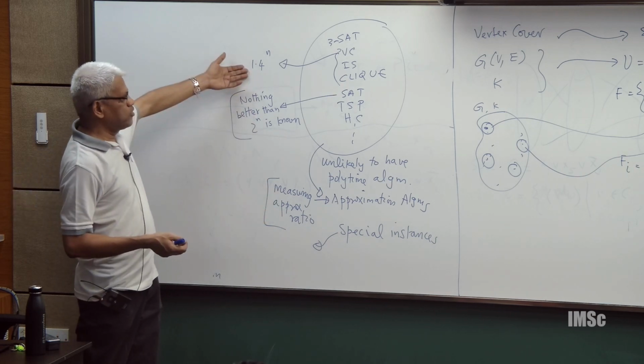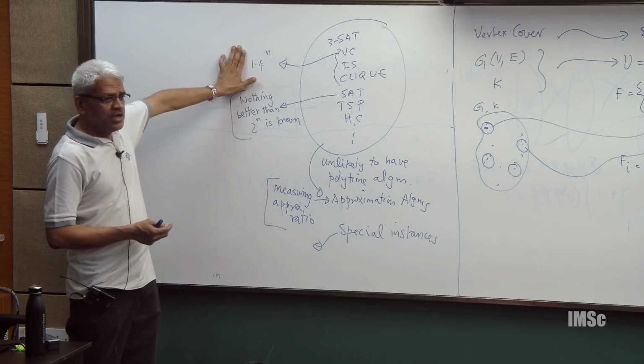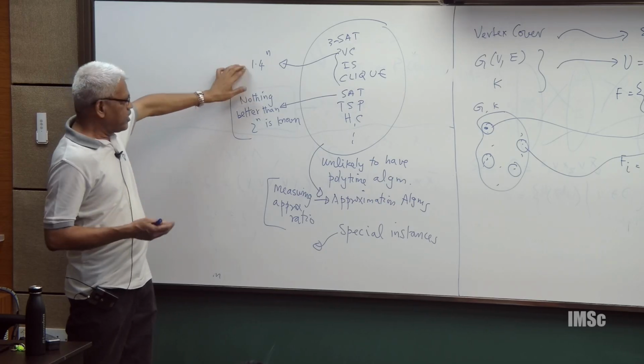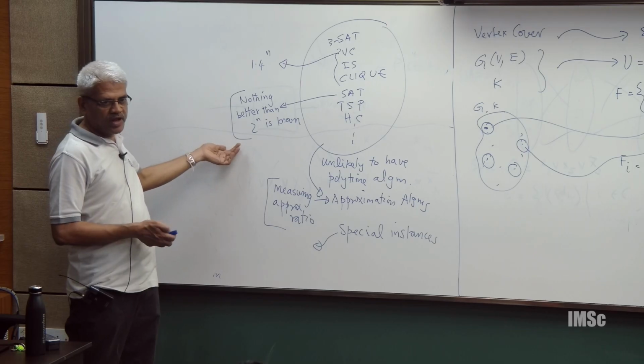Some have a 1.4 power n algorithm. In fact, what I showed you was 1.4 power n, but it has been improved a lot to 1.2, 1.1 kind of an n, whereas something like SAT, also NP complete, has nothing better than 2 power n.